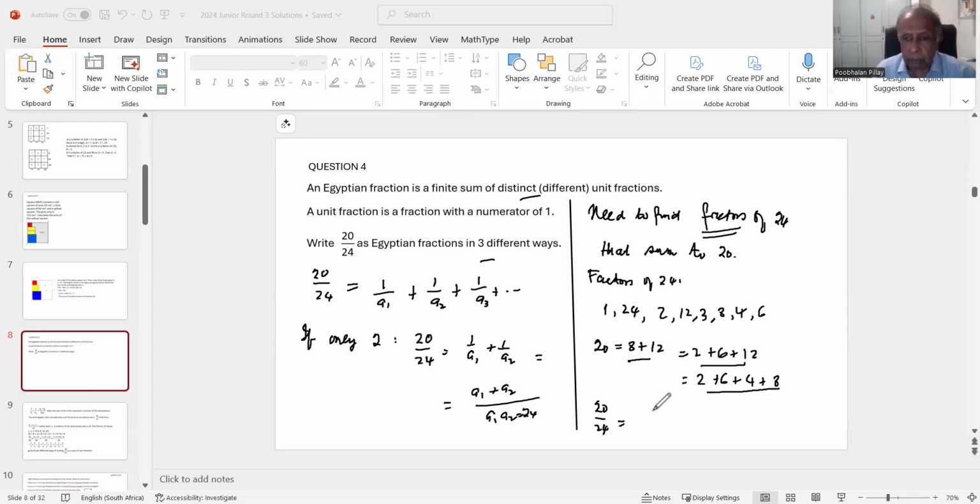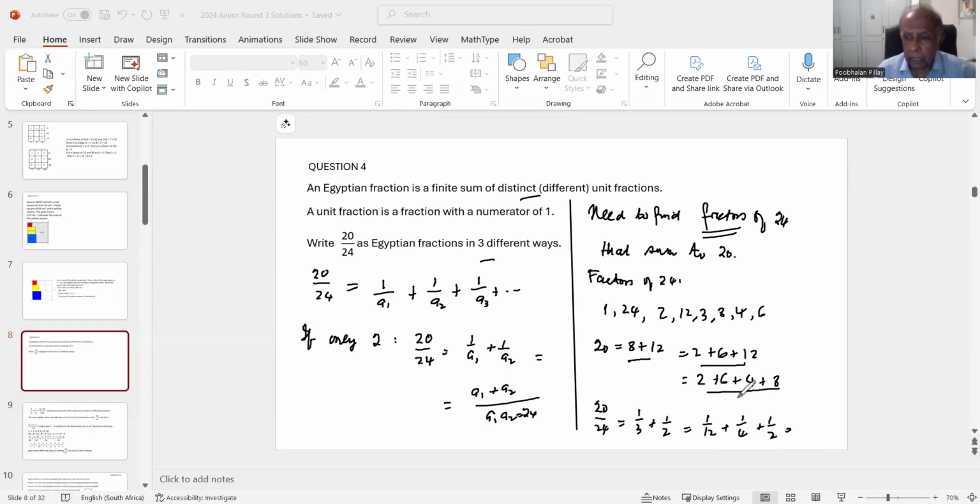If I put 8 plus 12 over 24, that gives you 1/3. 12 over 24 is half. 2, 6, 12, all over 24. 2 over 24 is 1/12. 6 over 24 is a quarter. And 12 over 24 is a half.